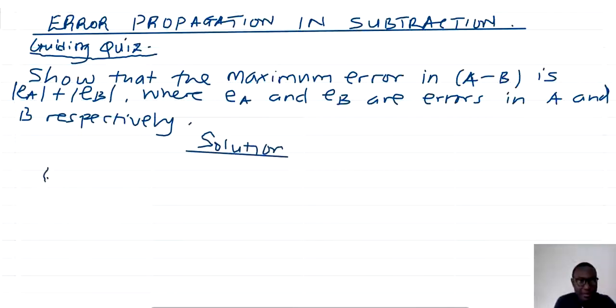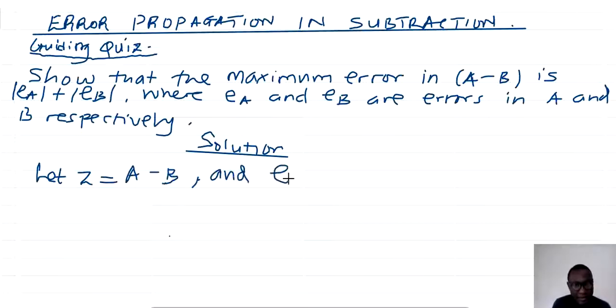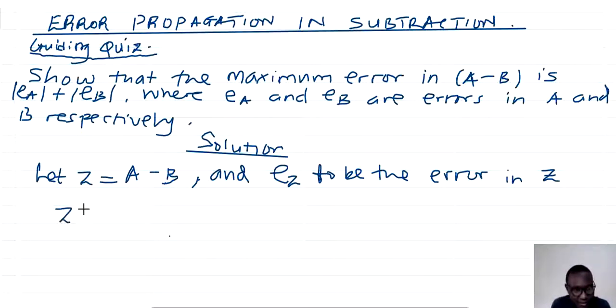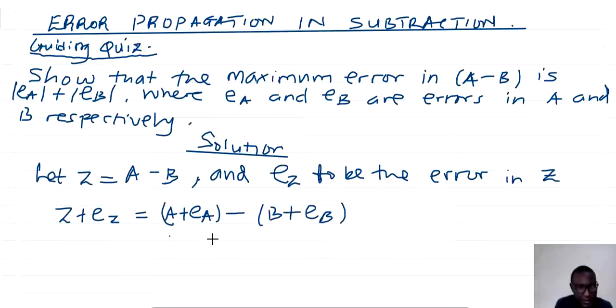Solution. Let Z be equal to A minus B and EZ be the error in Z. Yes, so if A and B have errors, then Z will have an error when you subtract. So let us get started by adding to both sides the errors. So you have Z plus its error is equal to capital A plus its error minus, here I open brackets, B plus its error.